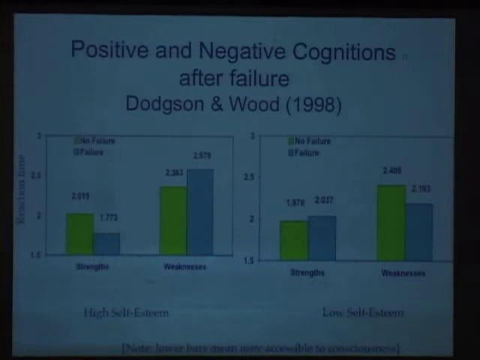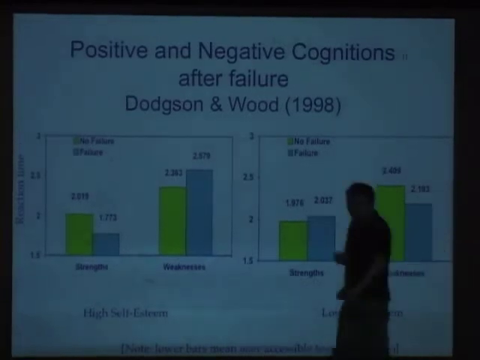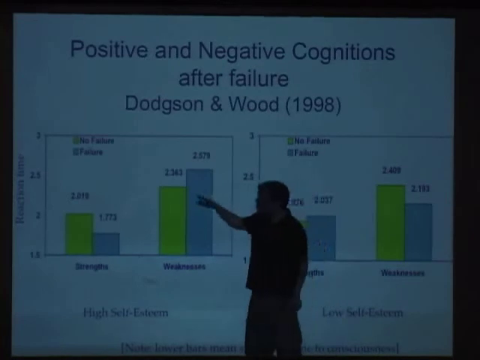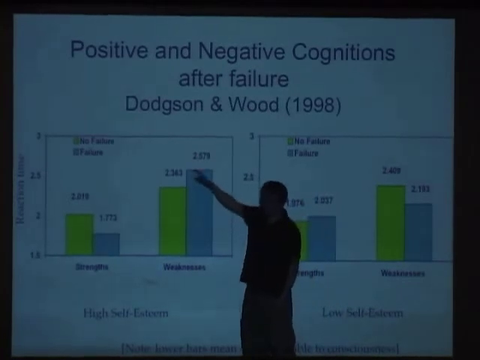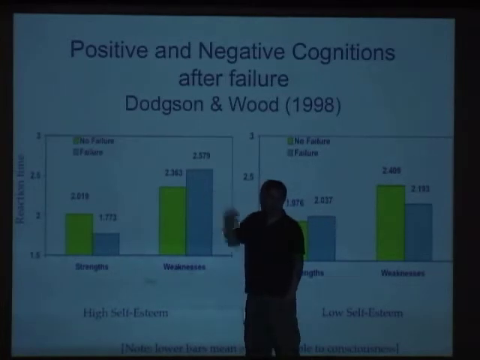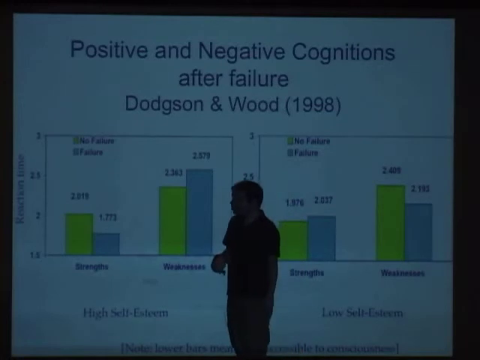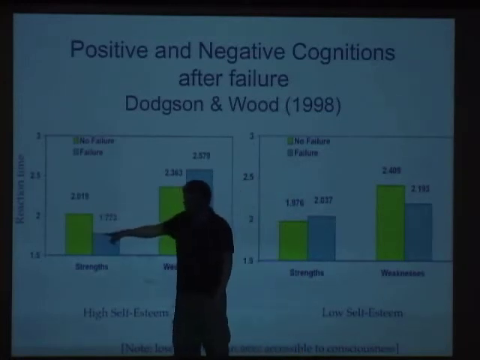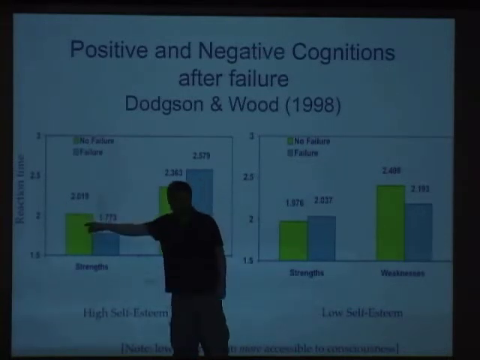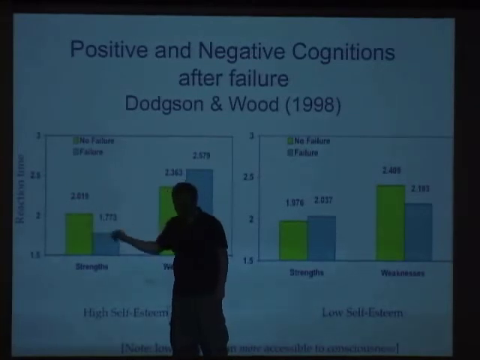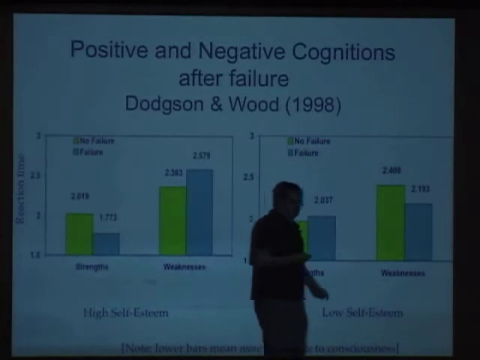So for high self-esteem folks, right after they fail, seconds after they fail, their weaknesses get less accessible to them. They get pushed out of consciousness. They get pushed further away from consciousness. And instead, what becomes more accessible? Their strengths. Okay, so words related to their strengths, they now respond to faster than before they failed. Okay, so failure makes them faster at thinking about their strengths.